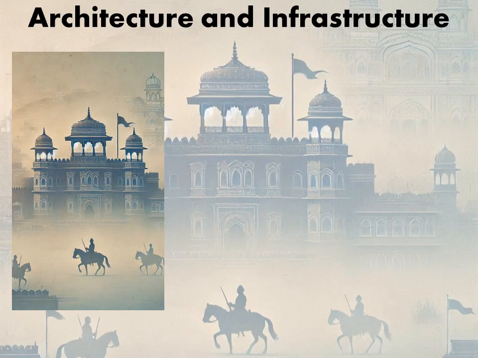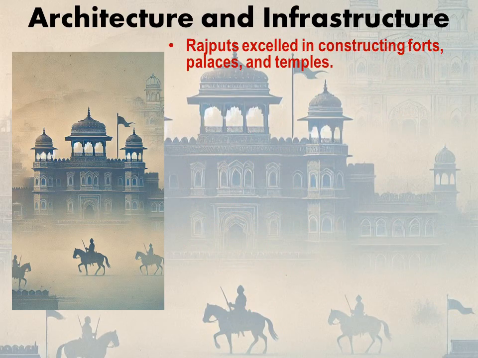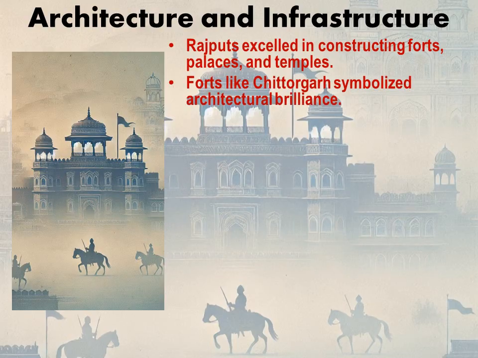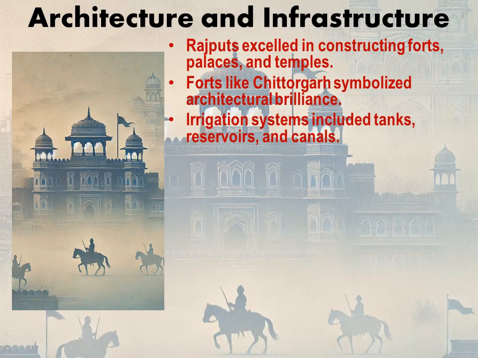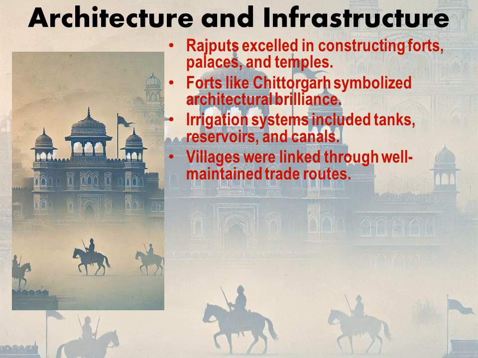Architecture and infrastructure. Rajputs excelled in constructing forts, palaces, and temples. Forts like Chittorgarh symbolized architectural brilliance. Irrigation systems included tanks, reservoirs, and canals. Villages were linked through well maintained trade routes.